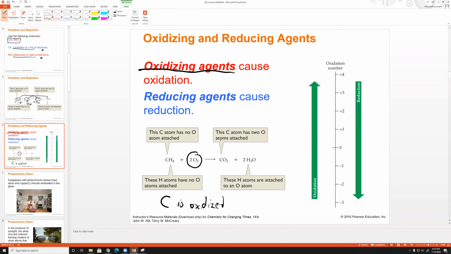An oxidizing agent is the thing that contributes to giving the oxygens to the other substance. So it's not the thing that's being oxidized. Now, a reducing agent is something that causes the reduction, meaning what it does is it gives the hydrogens, and instead of giving oxygens, it can either give hydrogens or help take away oxygens.